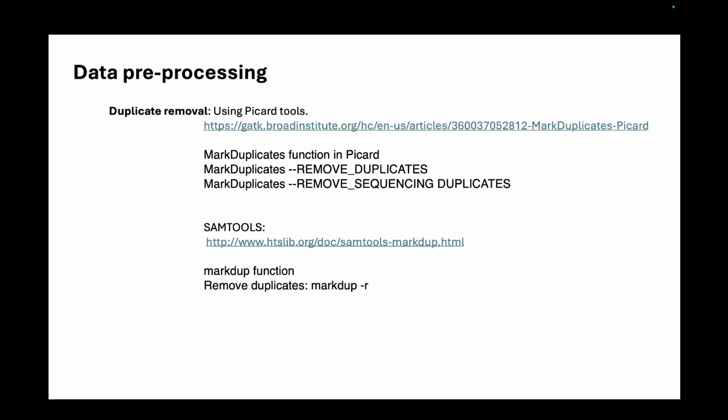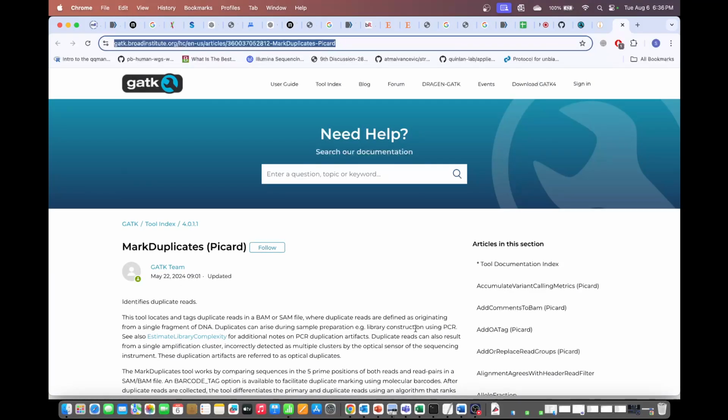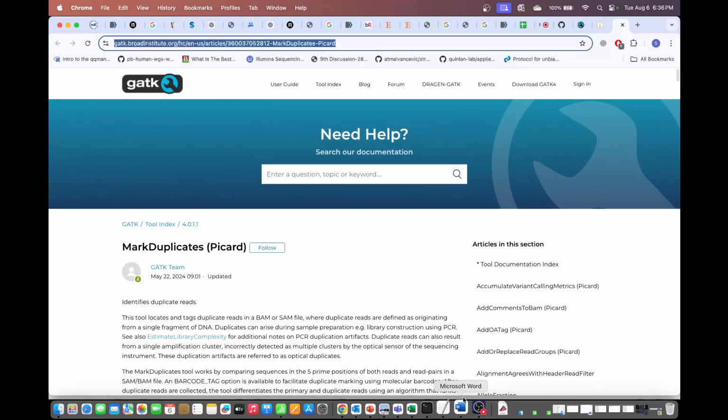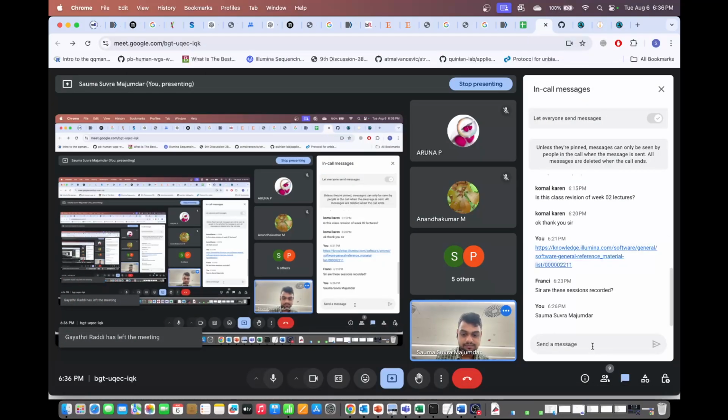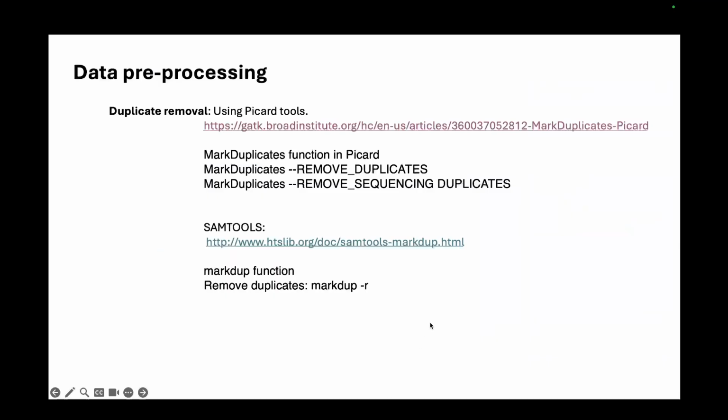So that comes under data trimming. For pre-processing or duplicate removal, there are softwares given. This is one such: MarkDuplicates in Picard. This is a GATK module as well, as I was saying. So if you are interested, please check this out. This will give you a lot of information about how they do stuff. But yeah, the software is Picard and the function used is MarkDuplicates, and you can use it like MarkDuplicates, remove duplicates, and it'll remove all the duplicates there.